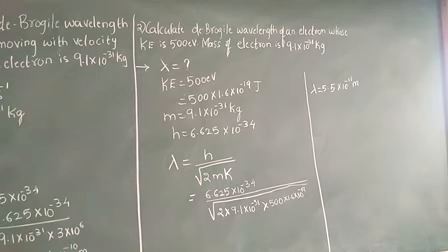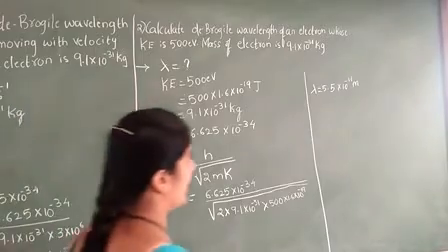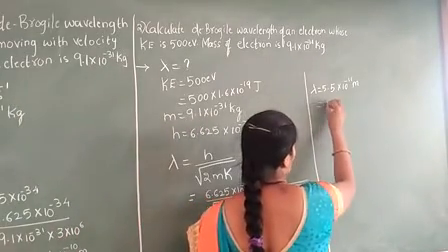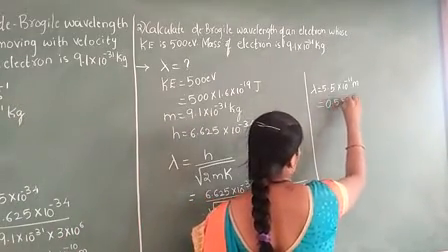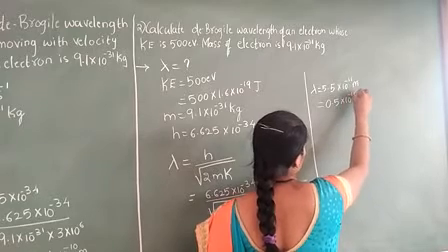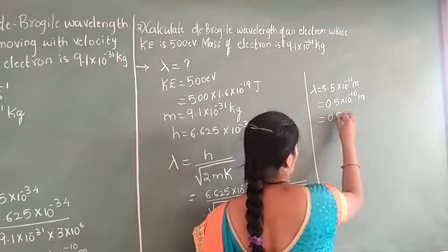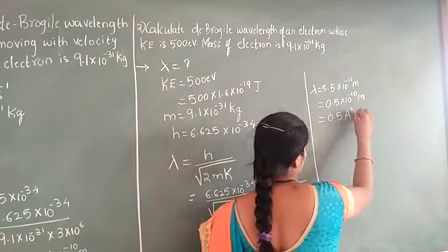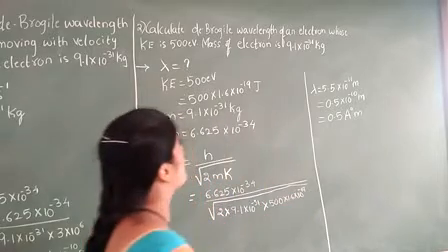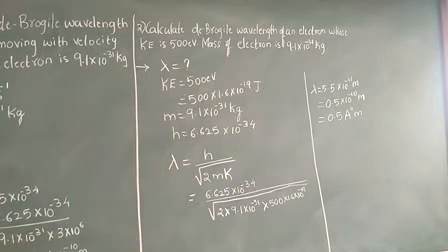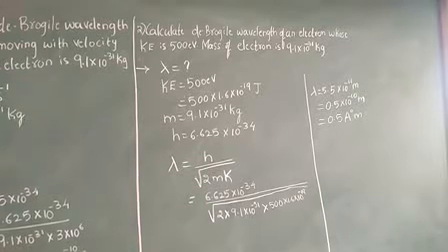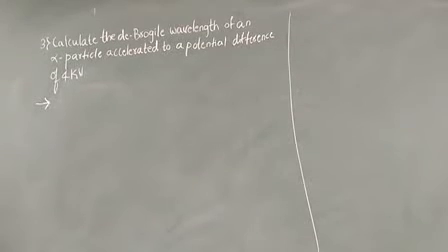5.5 into 10 raised to minus 11 meter, or this can be also written in the angstrom, 0.5 into 10 raised to minus 10 meter, or 0.5 angstrom. Therefore, the value of the de Broglie wavelength of an electron is 0.5 angstrom. Now, let us consider next question.